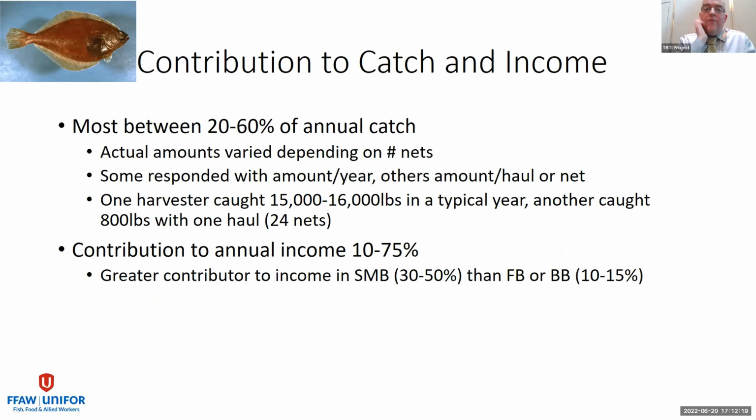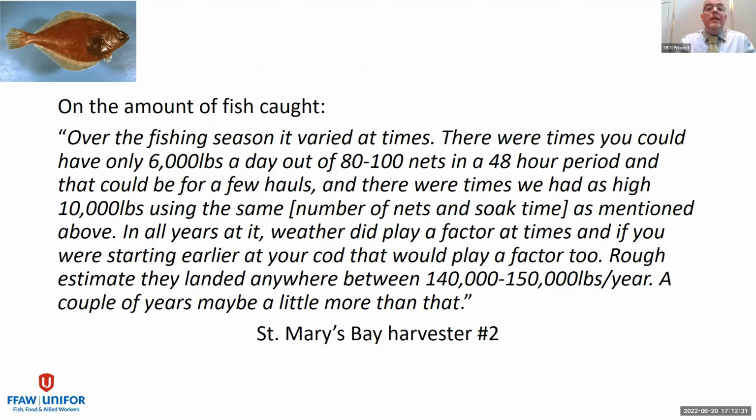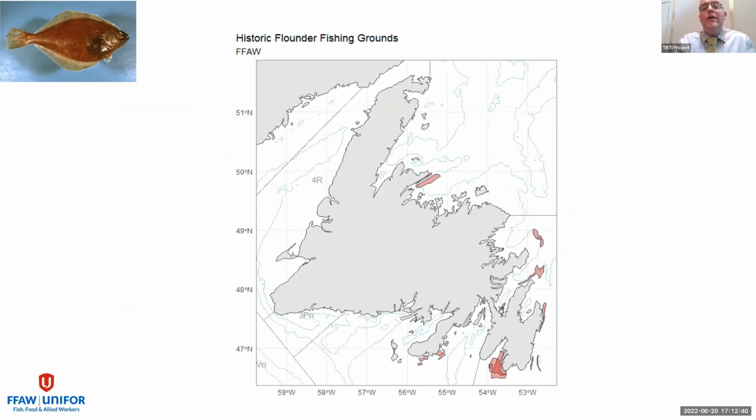Contribution to catch and income have also varied, and also the annual catch, but the greater contributor to income was in St. Mary's Bay, where it went as much as 30 to 50% compared to Fortune Bay, which was only about 10%. But even that is quite a significant amount to someone's income for the year. And again, the amount of fish caught varied over the season, and you could get 6,000 in one 48-hour period, and 10,000 in another. So it varied quite a bit.